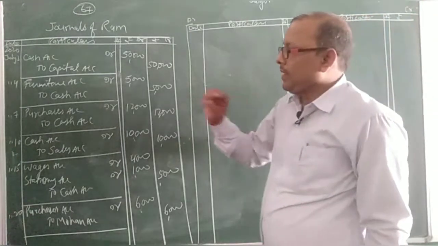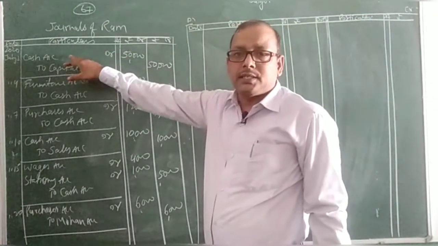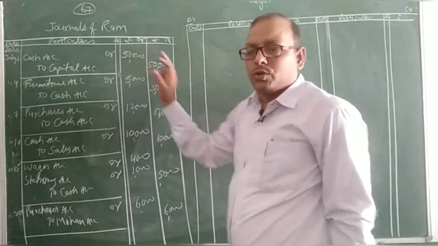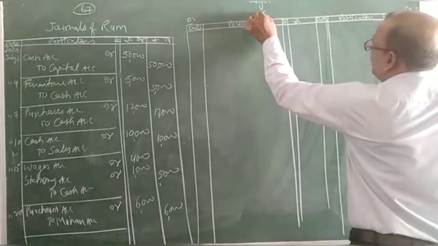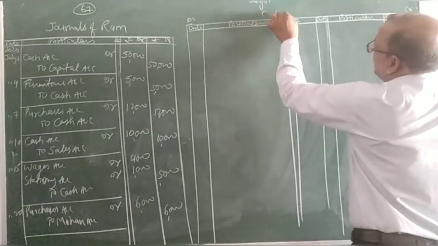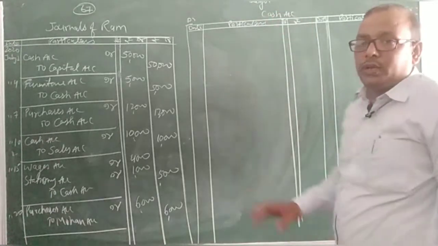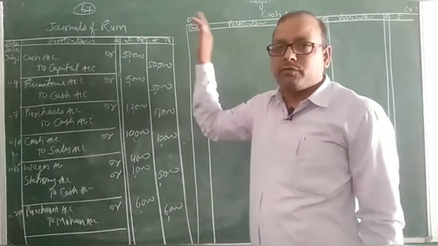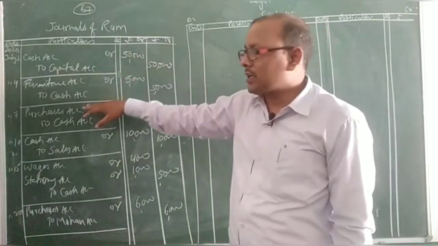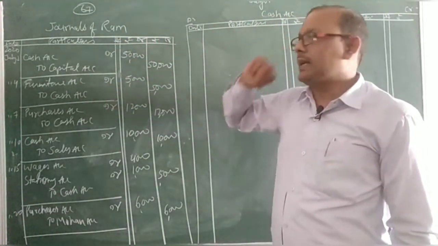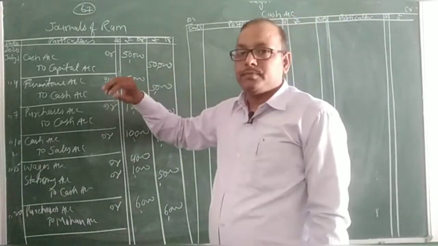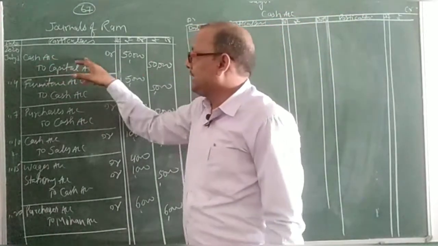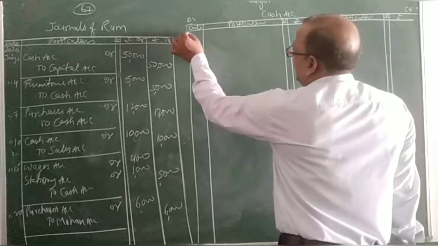So here the first transaction is cash account debited, so we are going to open the ledger account for cash account. In any entry, if the cash account is debited, posting will be on the debit side, and if the cash account is credited, posting will be on the credit side. See, cash account is debited on July 1st, so posting is on the debit side.